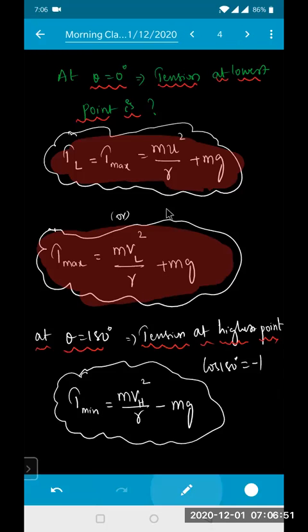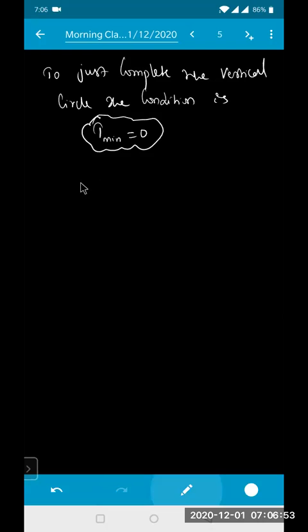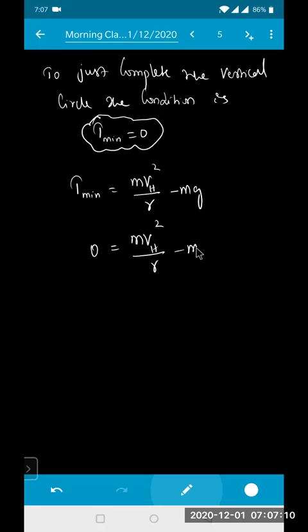That means T minimum must be equal to 0. So if T minimum is equal to 0, we know the formula: T minimum is equal to M into velocity at highest position squared divided by R minus M into G. So this will become 0. So it is M into velocity at highest position squared divided by R minus mg.